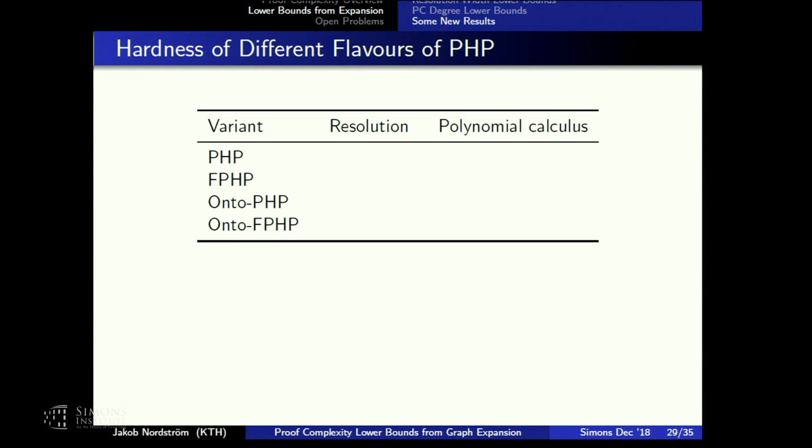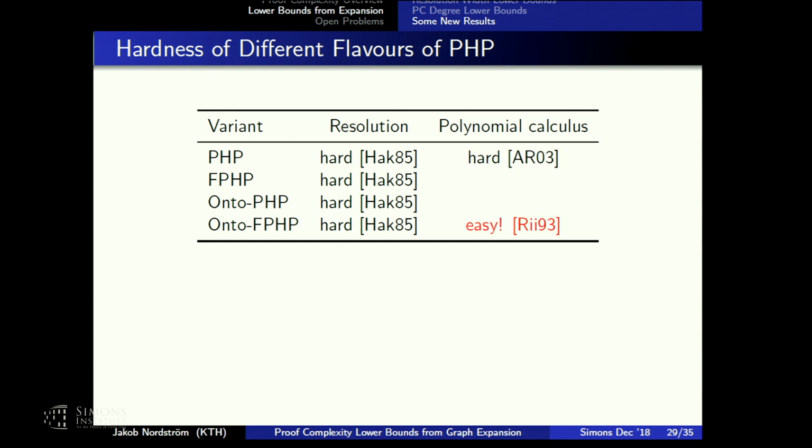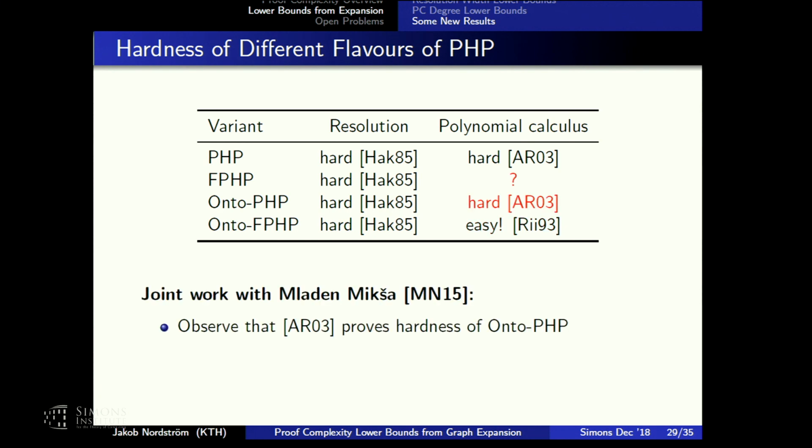Okay, the pigeonhole principle, what's known? I said for resolution, Haken proved that the vanilla version is hard, but his proof actually extends to all versions. For polynomial calculus, Aleknovich-Razborov proved that the vanilla version is hard. Ries observed that the onto functional pigeonhole principle is easy, and in between, it hasn't been clear.